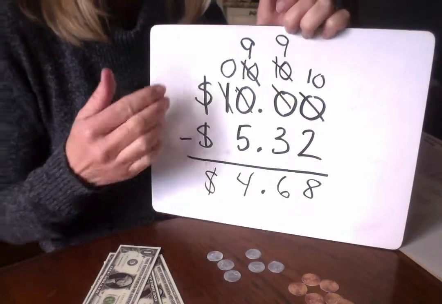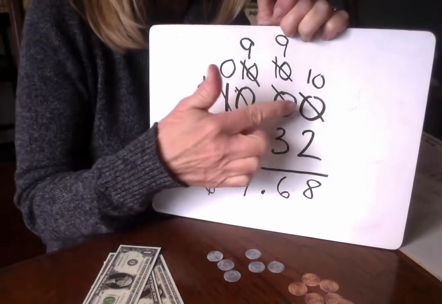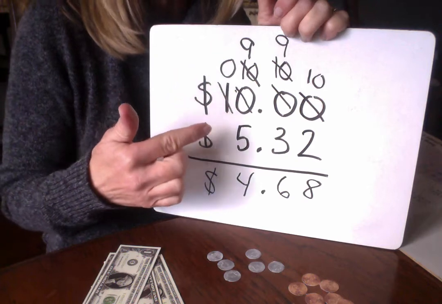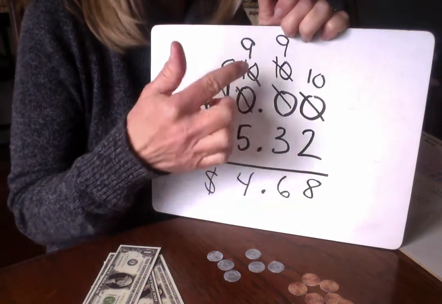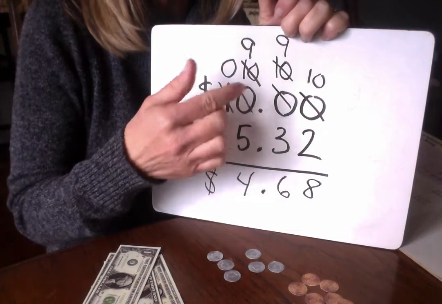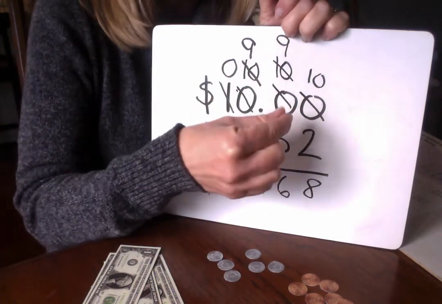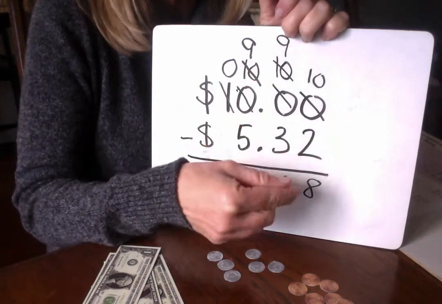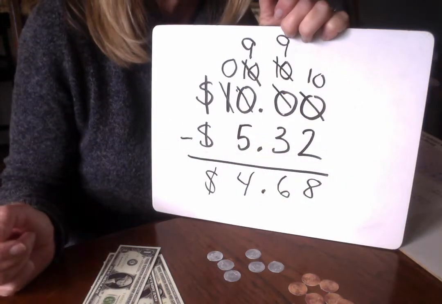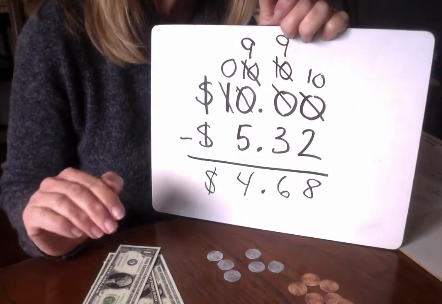Okay, so when we're subtracting money and we're doing all this renaming, that's what we're doing. We're taking that large bill, breaking it down into $1 bills. We're taking one of the $1 bills and changing it into dimes. We're taking one of the dimes and changing it into 10 pennies. So it's a lot of steps, but that's what we're doing.